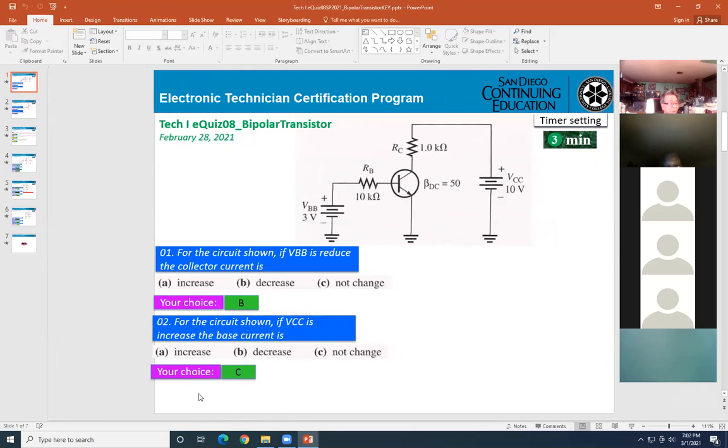Okay, number 2. For this circuit, if VCC increases, the base current has no change. The base current depends on the 3 volt VBB and the resistor RB. No matter what beta or IC can be, VCC can be changed, but it does not affect the current IB. IB equals VBB minus 0.7 divided by RB.